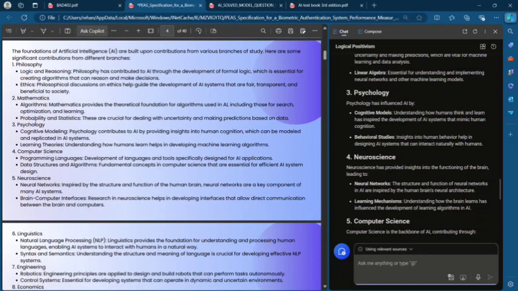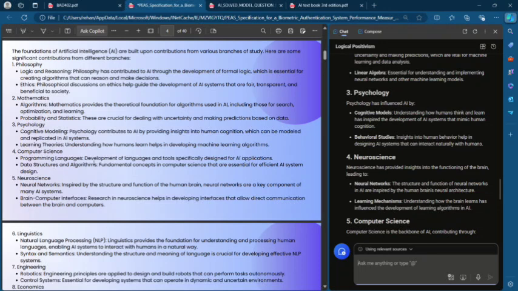Then you have computer science: programming languages, data structures and algorithms. There is an easy thing we can fill in here. In total there are 8. Either you can explain any 5 properly with proper definitions and examples, or you just explain the ones you know more, and if you feel it's less, then add anything else. See, computer science, programming language: development of languages and tools specifically designed for AI applications. For example, Python. You can give the example of Python and how it is generally used in this model.